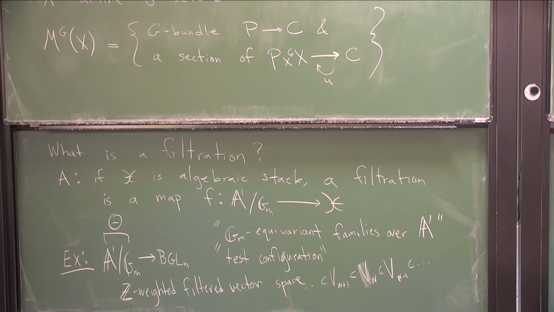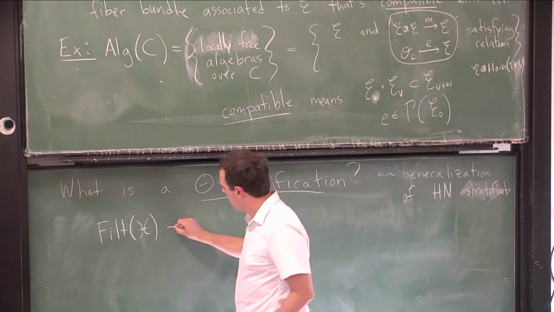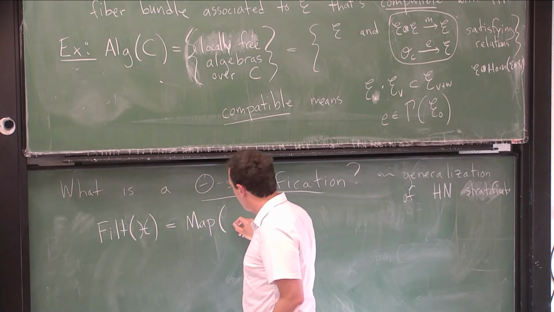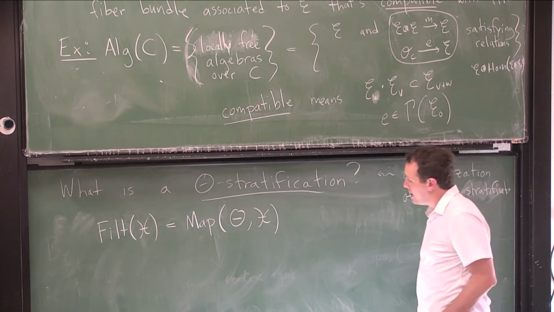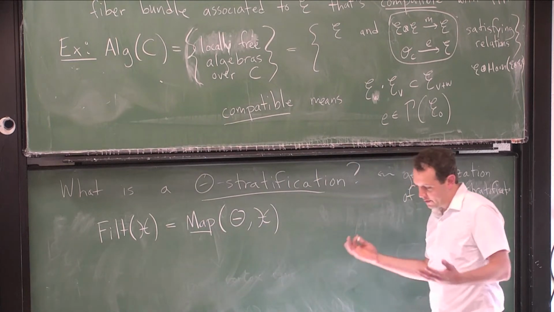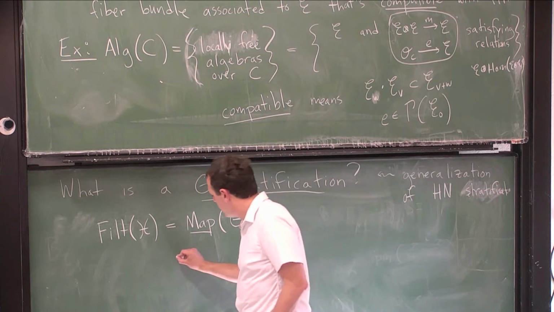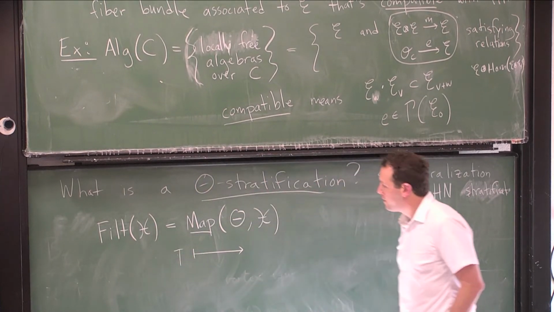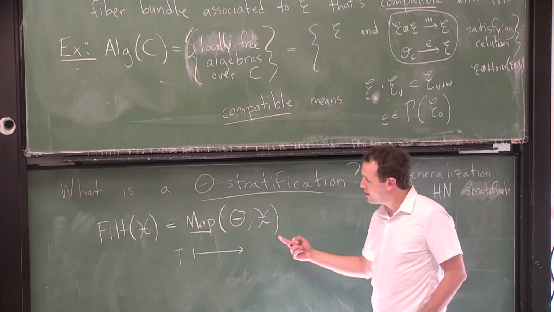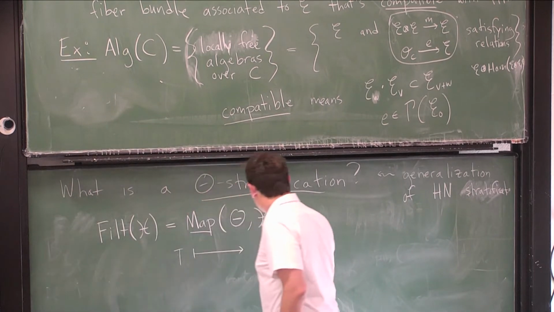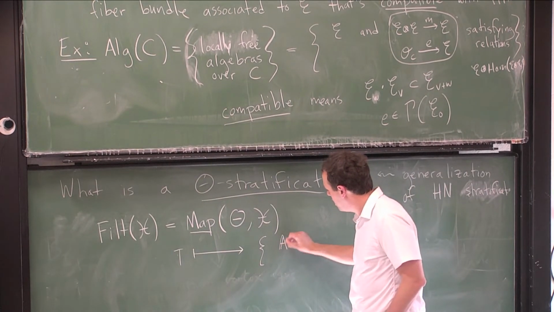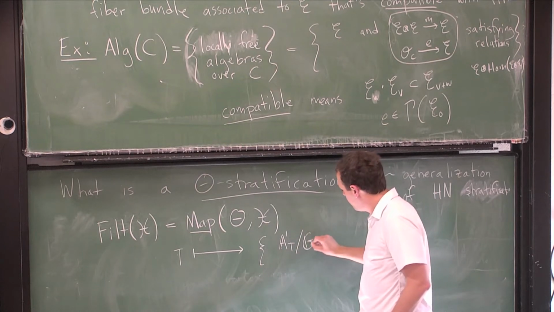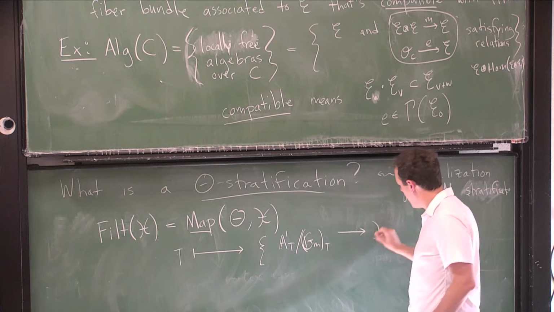Basically, to answer this question, given an algebraic stack X, the stack Filt of X is what's called the mapping stack from the stack theta, which is A1 mod GM, into X. A mapping stack is a general formulation, but basically a T-point, a test scheme T, what does this stack parameterize? It parameterizes families of maps from A1 over T mod GM over T into the stack X.